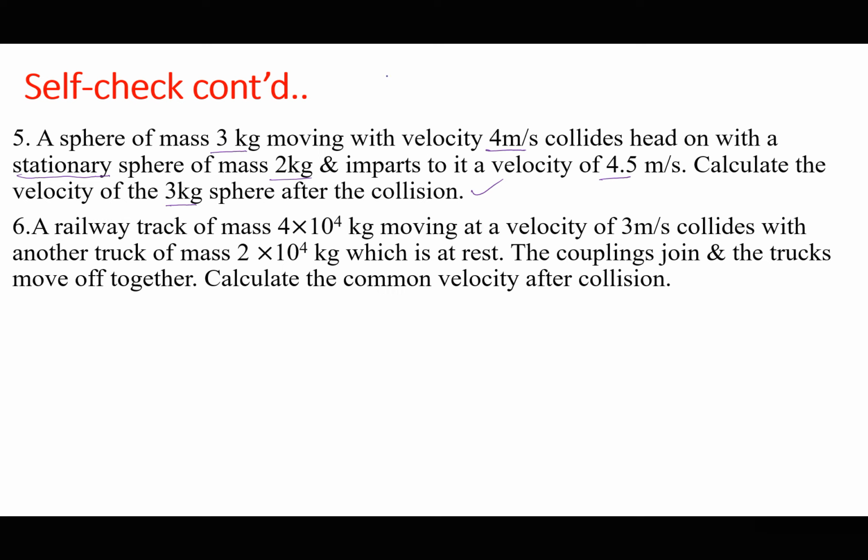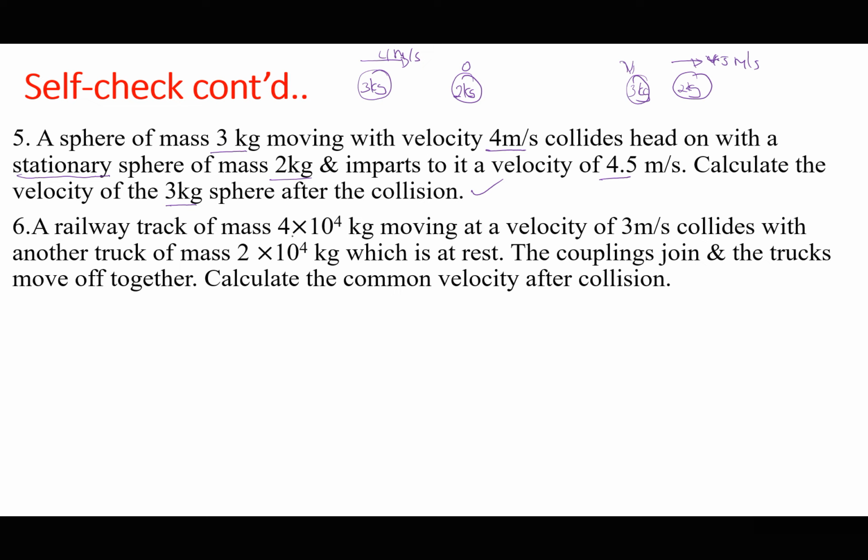So if I sketch this, this is the sphere of mass 3 kilograms and the other one is a sphere of mass 2 kilograms. This was moving with a speed of 4 meters per second. This was at rest. So after collision, we don't know the velocity of the sphere of mass 3 kilograms, but we know the velocity of the 2 kilogram mass. Of course, with this one, we can predict that it moves in that direction, 4.5 meters per second. So what is the velocity of the 3 kilograms? So you should be able to find that using conservation of momentum.